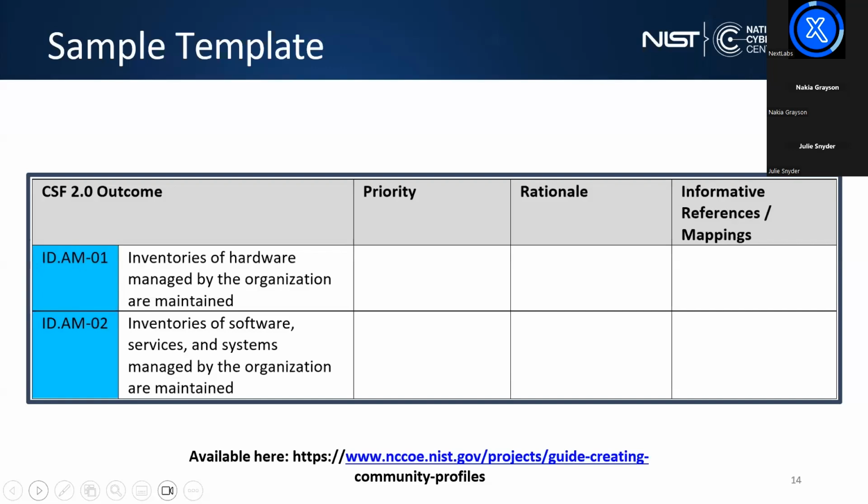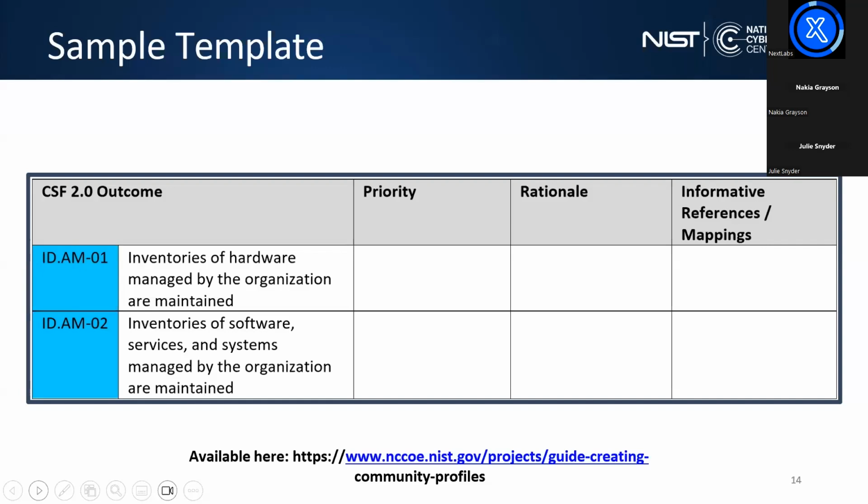So the sample template in the community profiles guide shows a way to help communities align their priorities with outcomes from the CSF 2.0 Core. And the guide talks about the types of information that we recommend including, as well as some additional types of information that we typically see in community profiles. So often we see, for example, some type of prioritization.